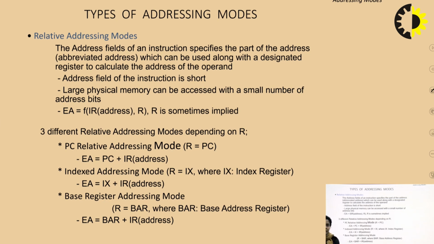And the relative addressing mode. You know that PC is the program counter. PC will hold the address of the instruction that is going to be executed next. So in the relative addressing mode, or you can say the base register mode, you have to calculate the effective address. How? The effective address is equal to the PC plus the address part of the instruction. So this is the relative addressing mode.